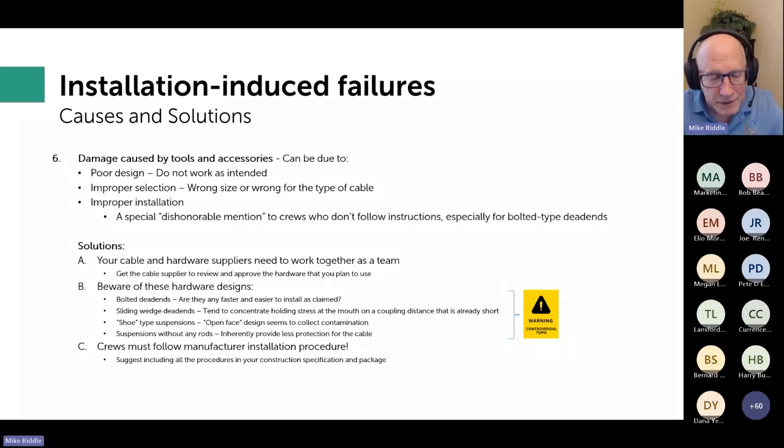For example, specifically, single layer AGS supports, I think, are great for stranded type cable, but I would not use them on pipe type cable, just as one example. And then improper installation. So you can get the right hardware, and then the crews cannot install it correctly.